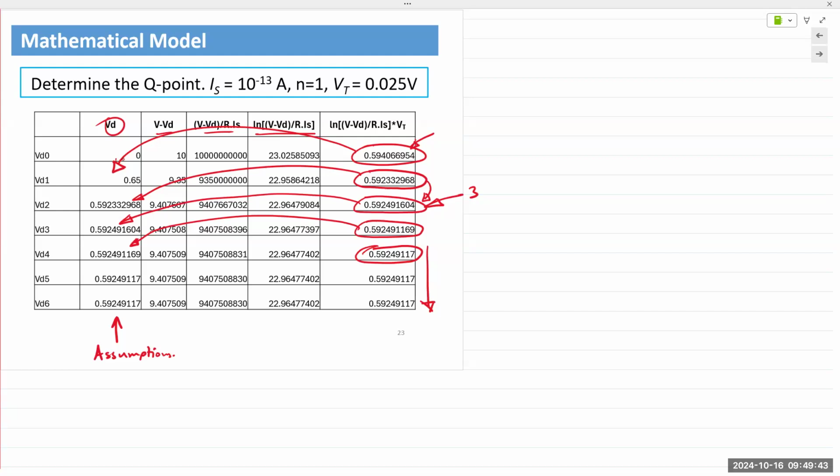But 0.594 changes to 0.592. Now you have a decision to make. Do you want to go up to 2 decimal places, or do you want to go up to 3 decimal places? If you choose 2, then your answer is valid. If you choose 3, then your answer is not valid. Then you perform one more step.